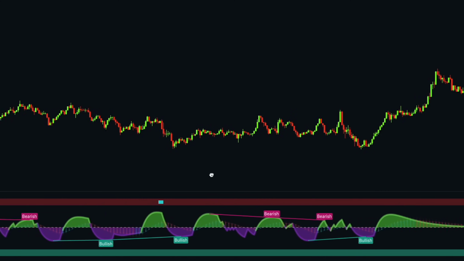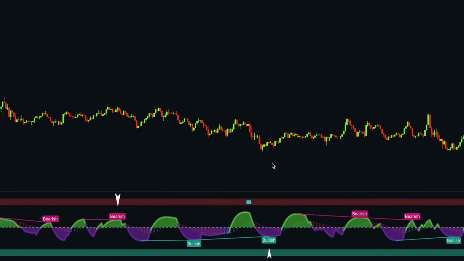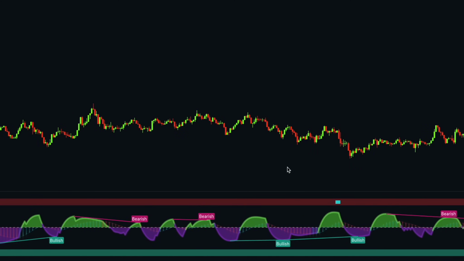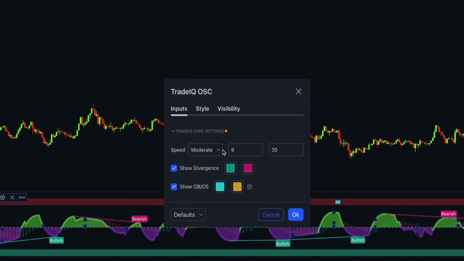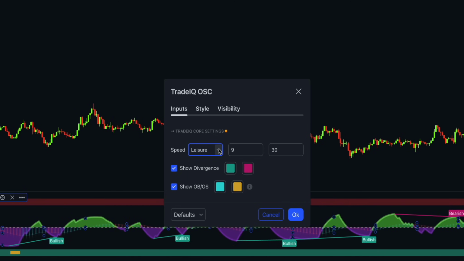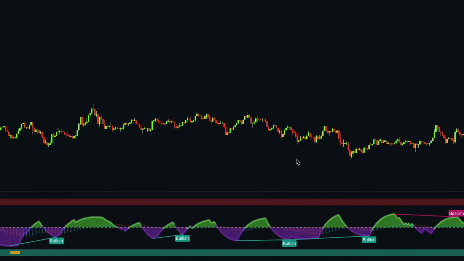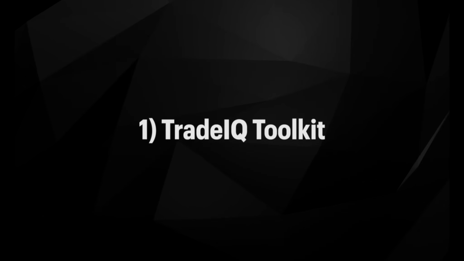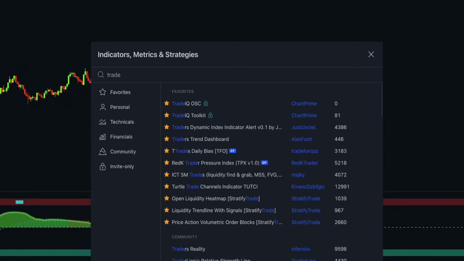Besides all these amazing features, the indicator comes with auto divergences, which can be enabled in the indicator inputs. You can also select how fast you want the oscillator to react to price changes. The TradeIQ Oscillator works in all time frames. It can be used as a trend filter or even a buy and sell confirmation indicator. Personally, I recommend combining it with the TradeIQ Toolkit, the first spot indicator on my list.